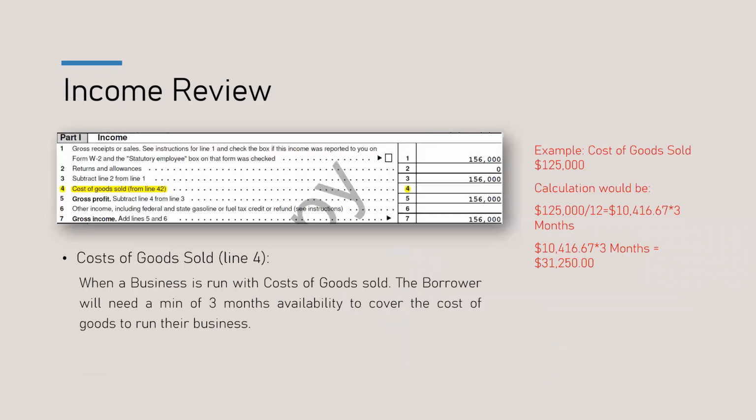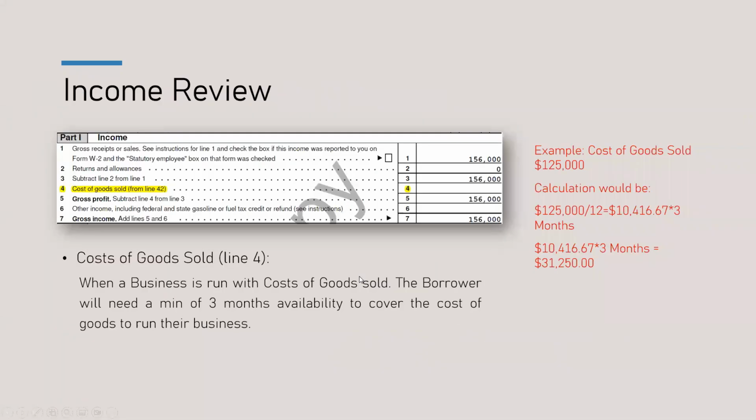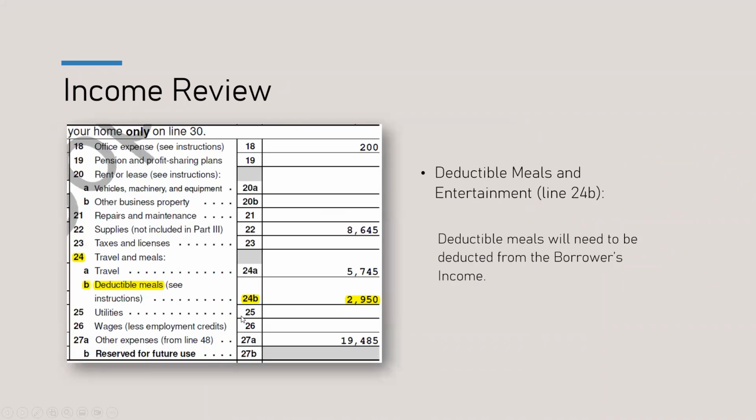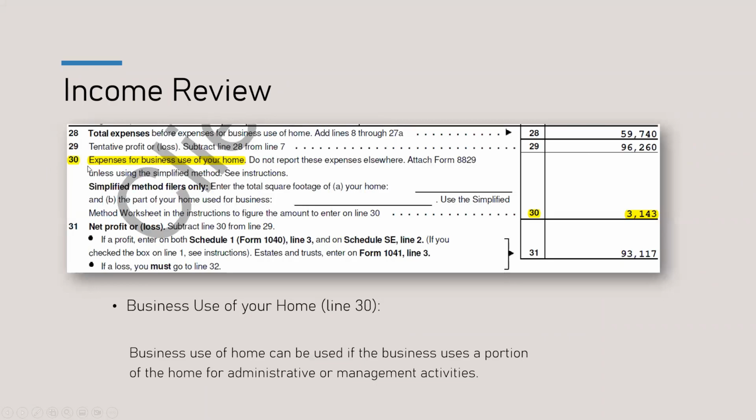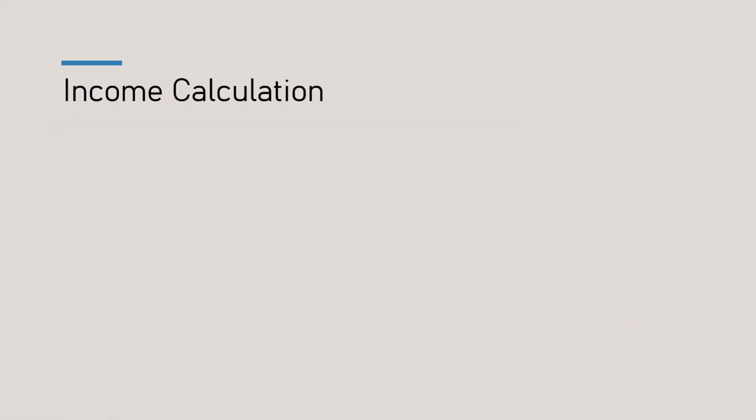We're looking at, of course, your line item 1. We're taking a look at your line item 4, which is your cost of goods sold, your 12 and 13, your 24B, and your line item 30. We are going to start with your line item 31, of course, but we're taking a look at all that, and your line items 44A for any borrower who is writing off miles.